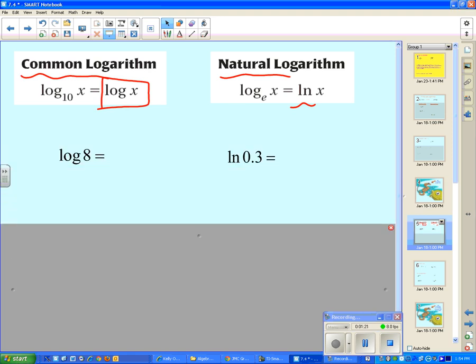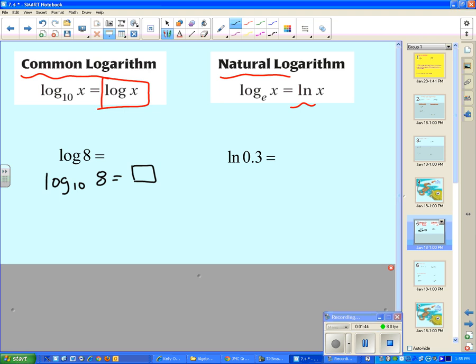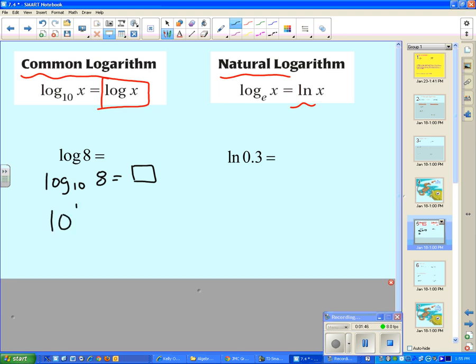So let's start here. Log of 8. Now don't grab your calculator quite yet. Let's just think about this. Log of 8 is how you would say that. That is log base 10 of 8. That means the same thing. And we're trying to figure out what it's equal to. If I rewrote that in exponential form, that would be 10 to some power equals 8.